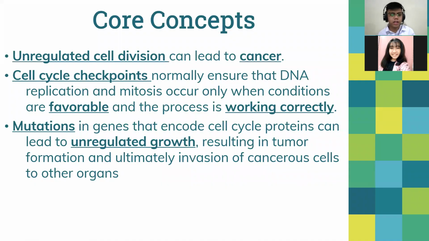Unregulated cell division can lead to cancer, but we'll discuss a little bit more later. Cell cycle checkpoints, like I said, it's there to check if tama ba yung mga nangyari doon sa buong phase natin sa cell division, like replication or kung, let's say, tama ba yung pag-divide ng chromosomes, pwede din, or nasa metaphase split ba sila or something like that.